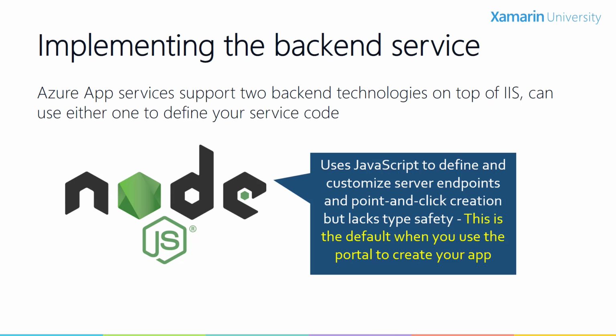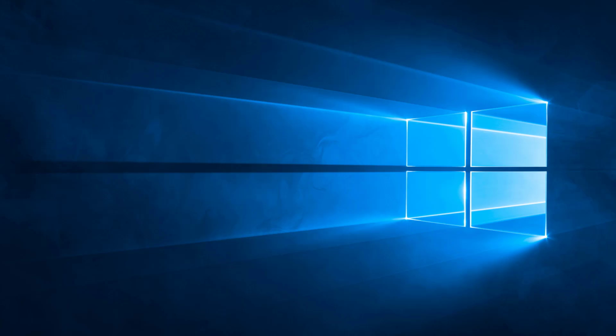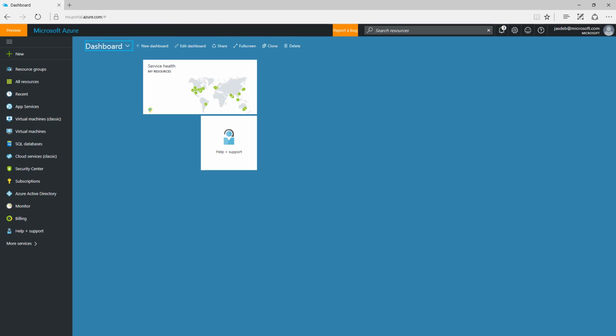Now, of course, the other option is ASP.NET. Now, when we do things with ASP.NET, we're going to create it in Visual Studio. We're going to have an incredibly robust environment with all the type checking and all the libraries of .NET that we're used to. So let's jump right in to creating our first application.